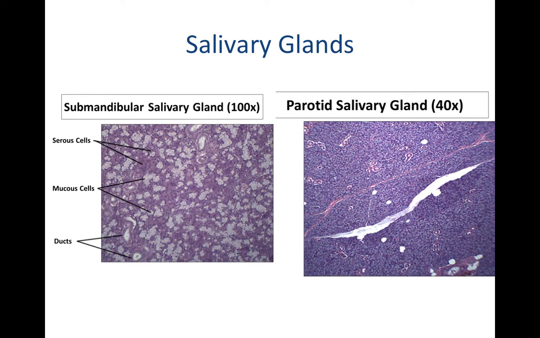For lab, you will only need to be able to identify these as salivary gland. You will not need to identify the specific name of the salivary gland, but that's only for histology. On a model, you will need to identify the specific names of the salivary glands.